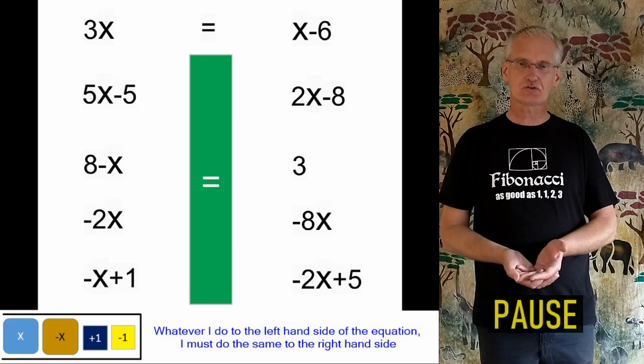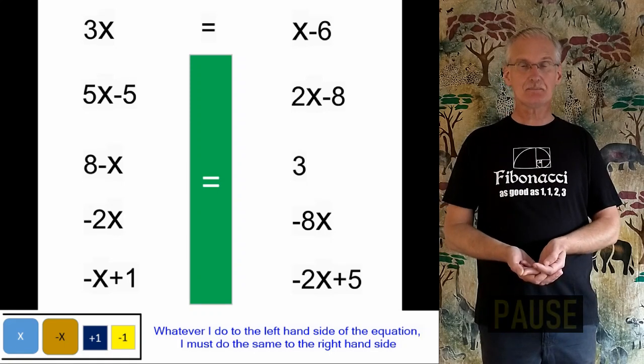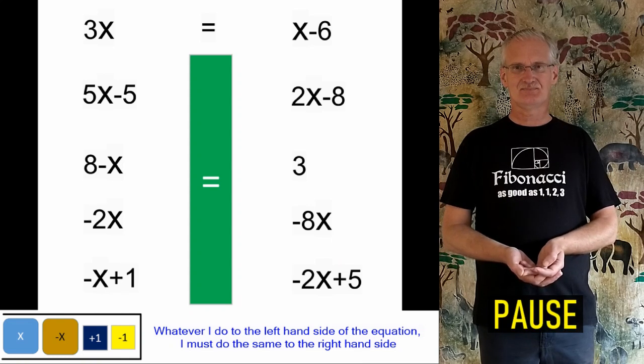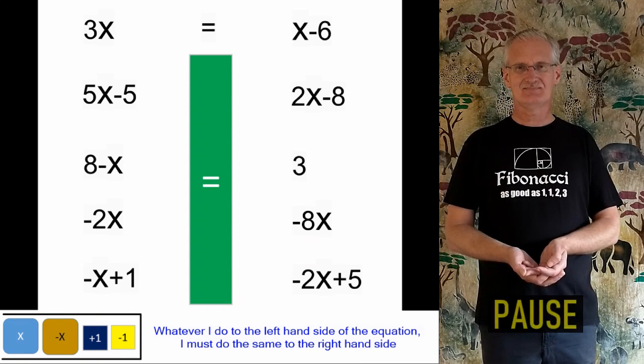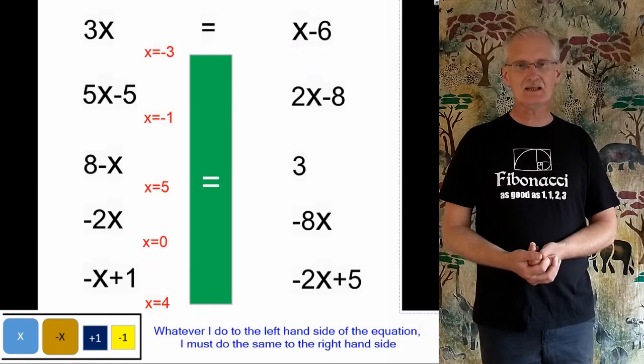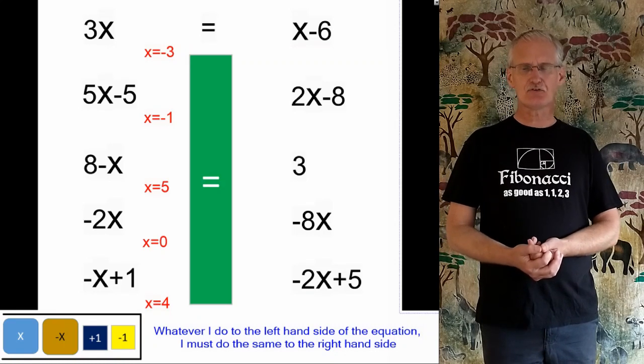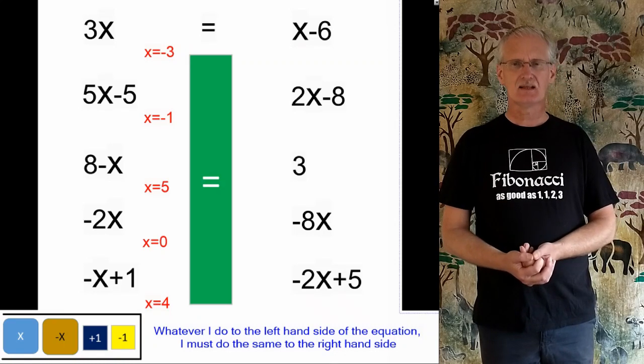So here's some more for you to try. These are quite tricky. Have a go. I'll give the answers in a moment, so hit pause. And there's your answers. X equals -3, x is -1, x is 5, x is 0, and x is 4. The third one was quite hard.